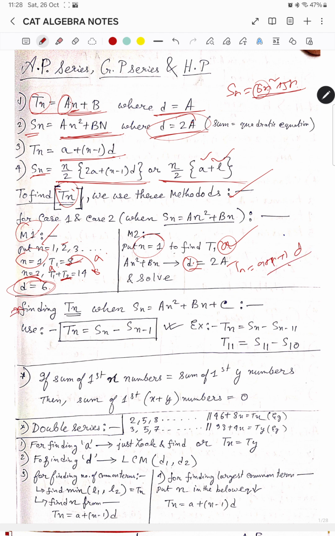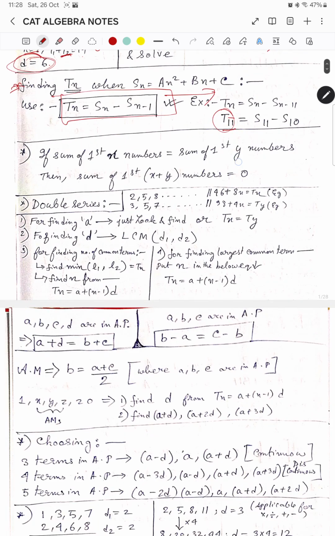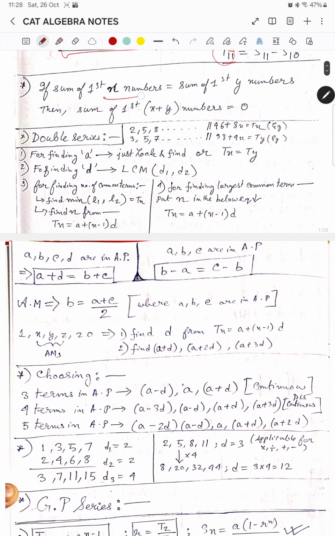Also, one of the other things was Tn equals Sn minus Sn minus 1. It's not applicable for AP alone, it is applicable to anything. So let's say for example, if you want T11, it is S11 minus S10. And this was one of the important properties.